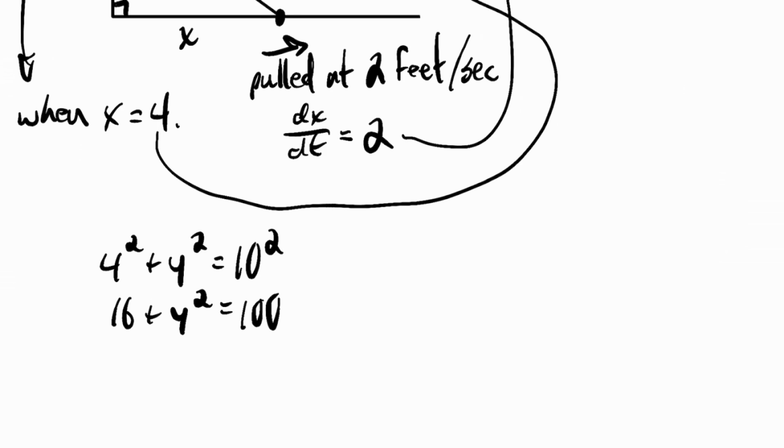Trying not to let my y's look like 4s. This one kind of does, but hopefully in context we're okay. So y squared equals 84.